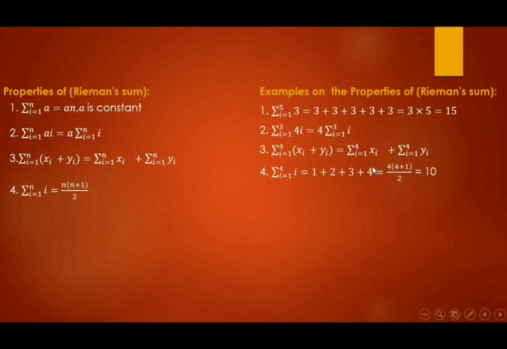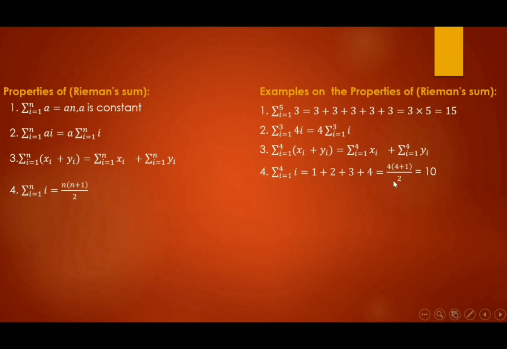And if you use that rule, you can see that n is 4, and you add this 4 also to 1 to get 5. 5 times 4 is 20. Divided by 2, it's 10. It's the same result as if you add it from here.